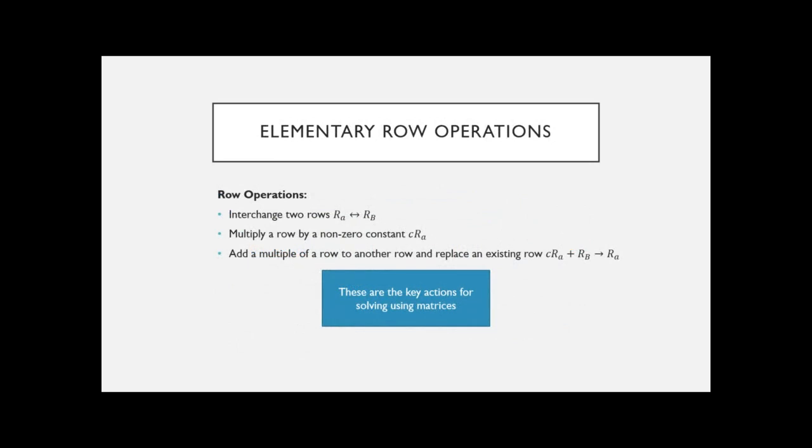Our row operations are: you can interchange rows. You can multiply a row by a constant, non-zero, because otherwise you're just turning it to zero. And you can add rows to each other and then replace another row. And so this is what we're doing with solving.